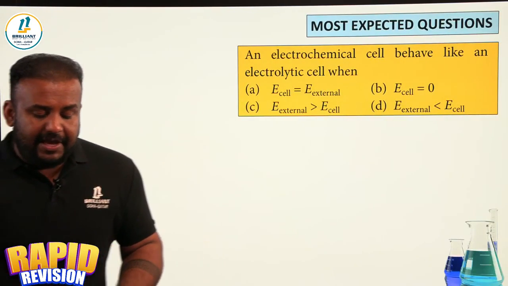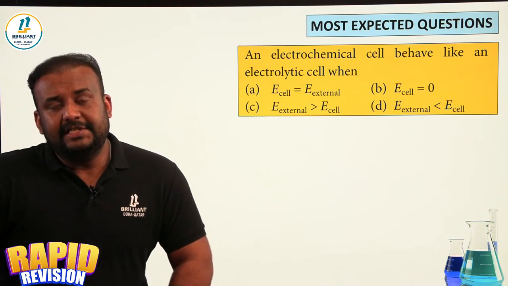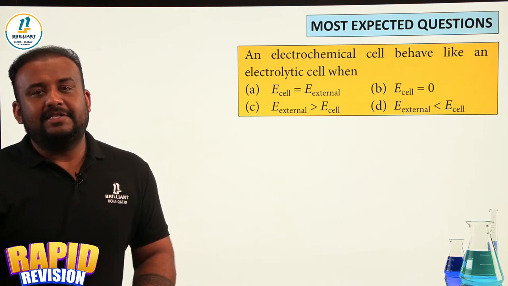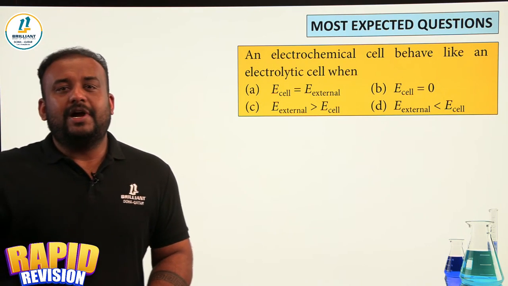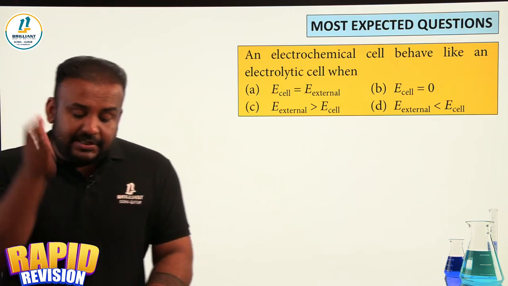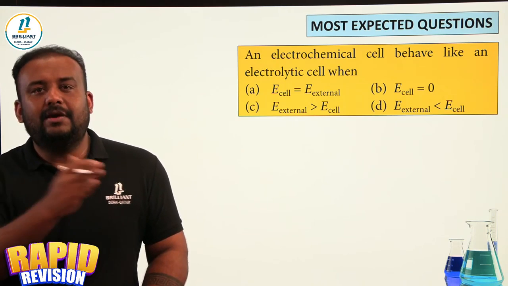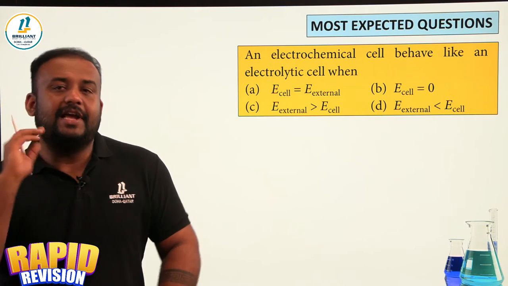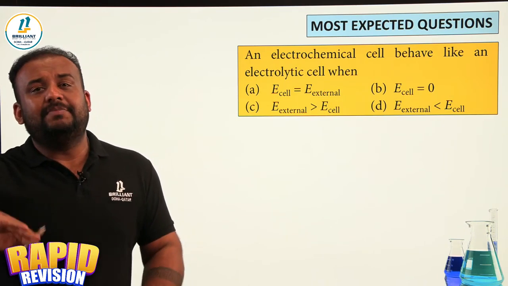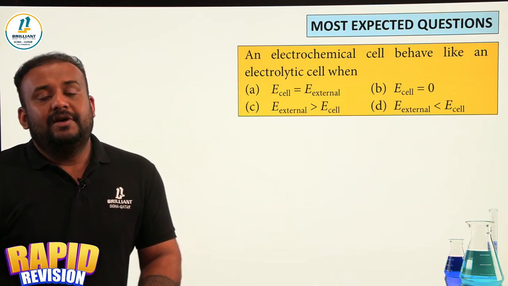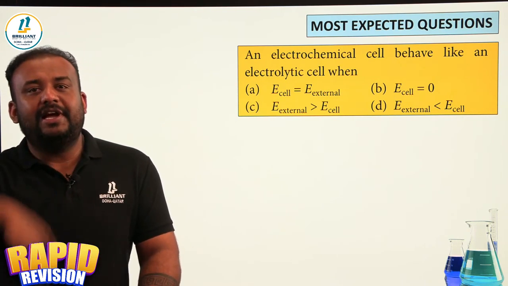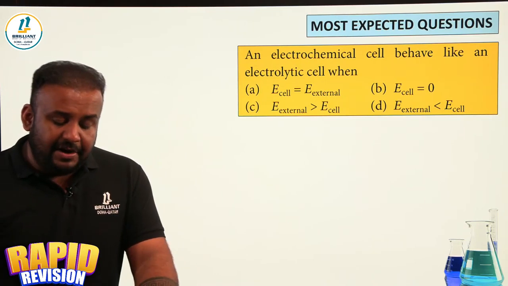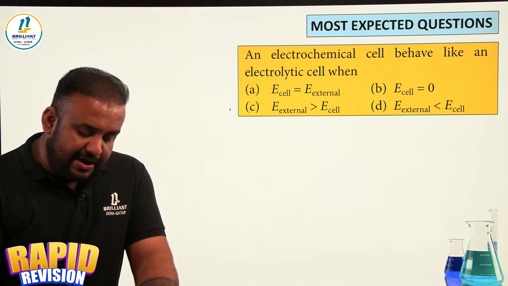Now tell me, when does an electrochemical cell behave like an electrolytic cell? This is from the first part of the electrochemistry chapter, where they set up different apparatus, connected an external voltage, and gave you the condition. If you connect an external battery to an electrochemical cell and its voltage is equal to E cell, there will be no net movement of electrons. If you apply an external voltage higher than the cell voltage, for example for a galvanic cell with 1.1 volt cell voltage, if you apply more than 1.1 volt, that cell will behave as an electrolytic cell and all the reactions will reverse. So an electrochemical cell behaves like an electrolytic cell when E external is greater than E cell.